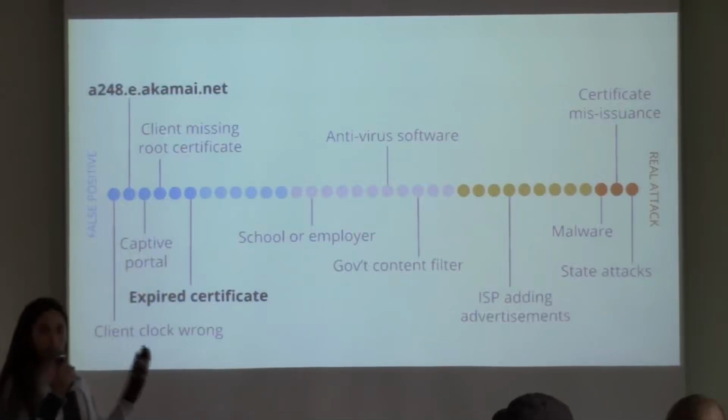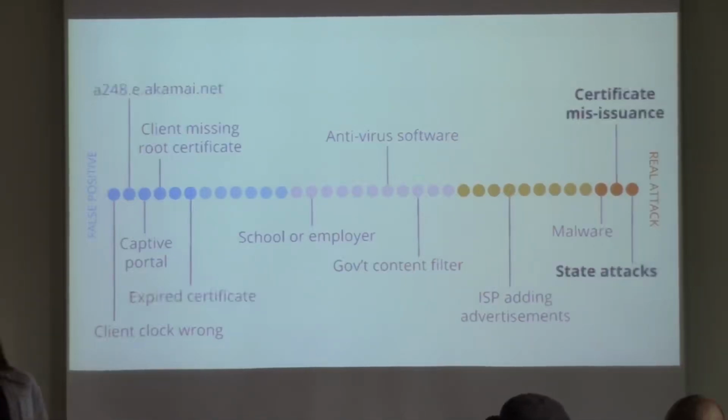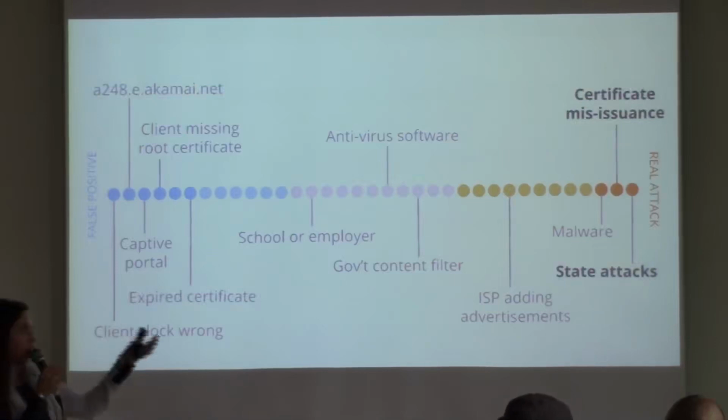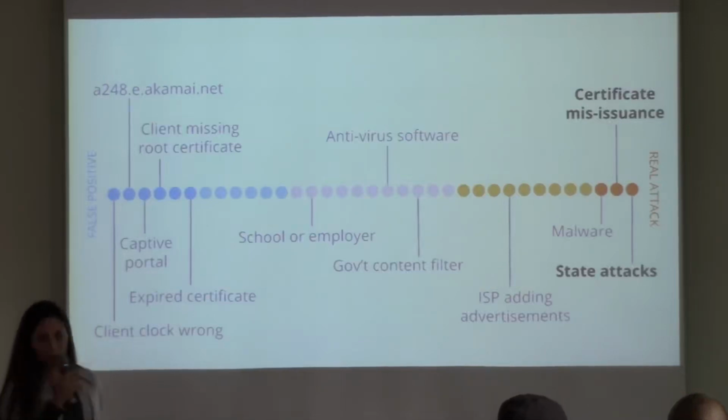Then, of course, there really are developer errors. CDNs are a huge source of developer errors. And things like expired certificates do happen. And then, of course, there are real outright attacks. And unfortunately, we don't know how common they are. But I'm actually starting to believe they're more common than I initially thought.